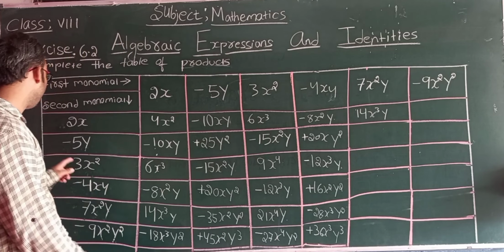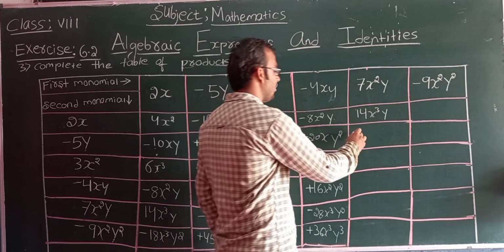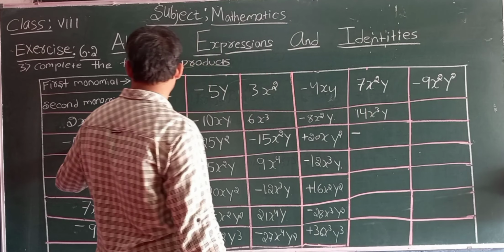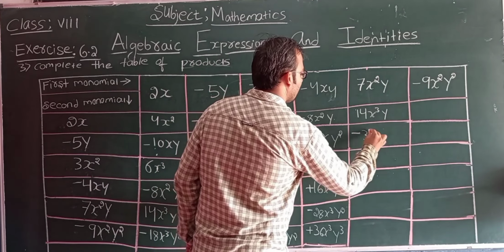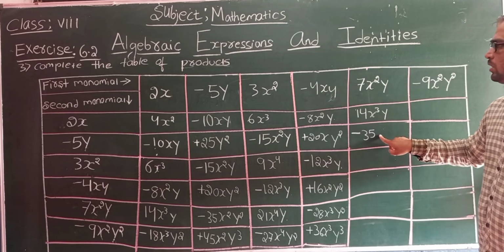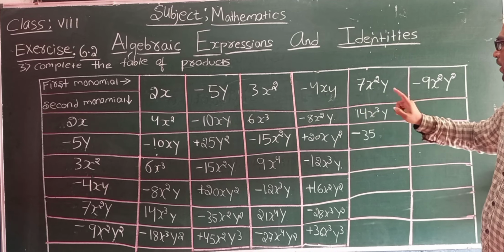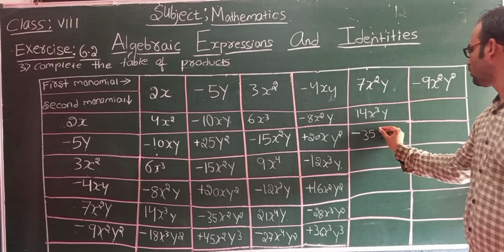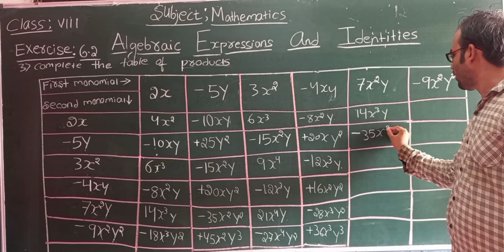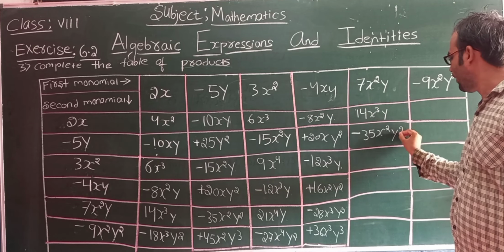Now come to this. There plus is there, here minus. So plus into minus will be minus and 7 5s are 35. So here x square is there, so there is no x square, but here y is there. So here what you have to write? X square, and y into y will be y square.